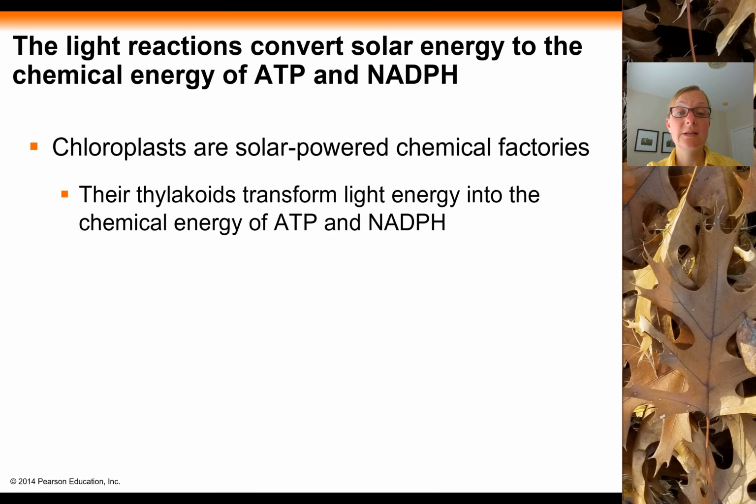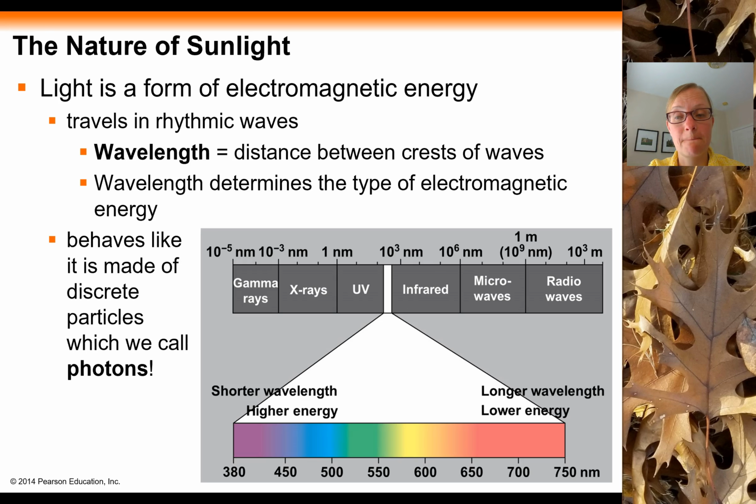All right, so technically when you're looking at a chloroplast, you can think of it as a miniature solar-powered chemical factory, right? The thylakoid will transform light energy into that chemical energy that is ATP and NADPH, and then both of those molecules will be used to actually physically make the sugars.